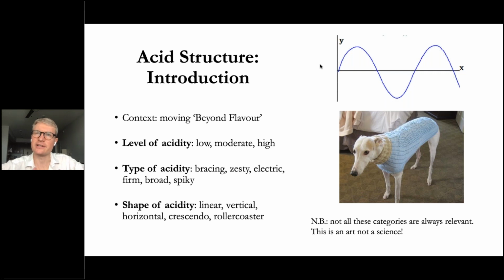I think a slightly more abstract, more difficult concept is the idea about acid structure. Acid structure in white wines. Of course, we do get acid in red wines and even acid structure. But I think in red wines, the predominant structural emphasis is on tannin. So we're going to leave red wines to tannin.